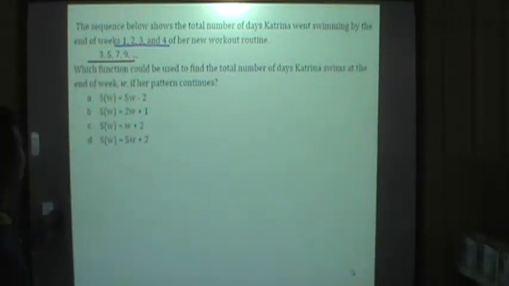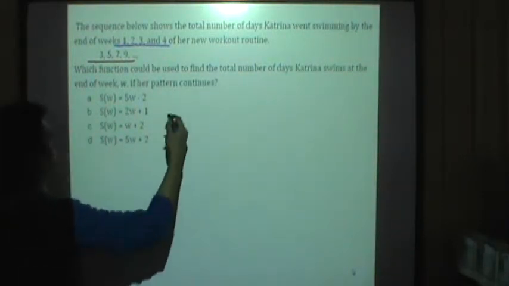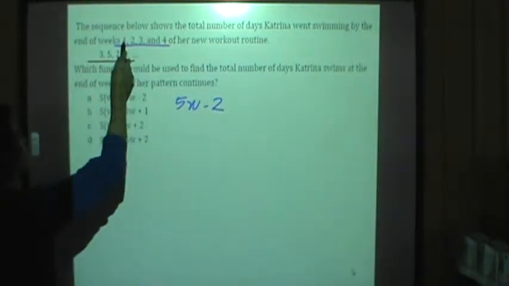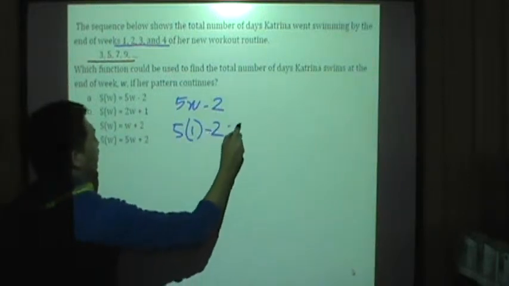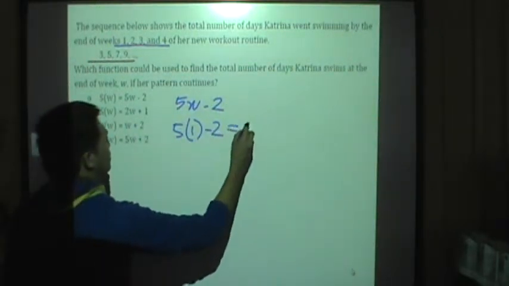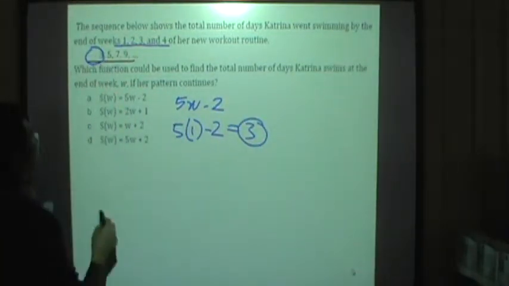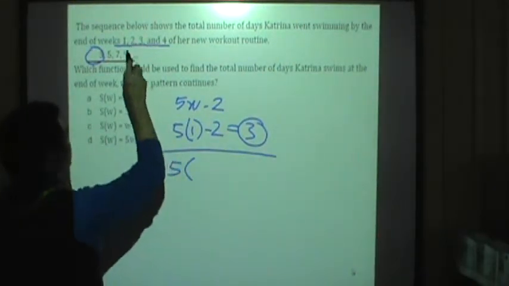So for example, let's use the first one. You have 5W minus 2. For the first one, we're going to use 1, and 5 times 1 is 5, minus 2 is 3. So we got 3.